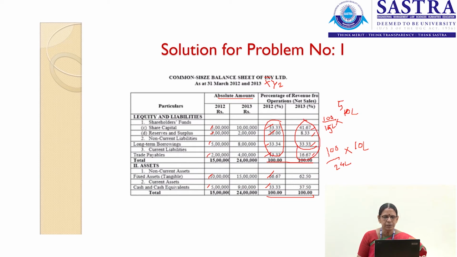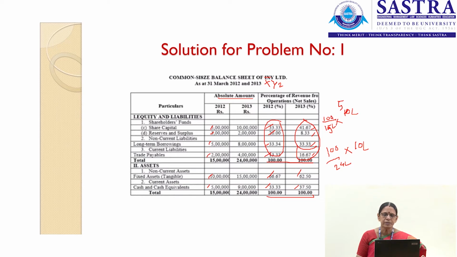Again, your deployment, that is your assets. Fixed assets must be 62.50 and cash equivalents must be 37.50. We have a total of 100. This is how we are going to prepare the common size balance sheet. Now, we can easily compare it over the years also.